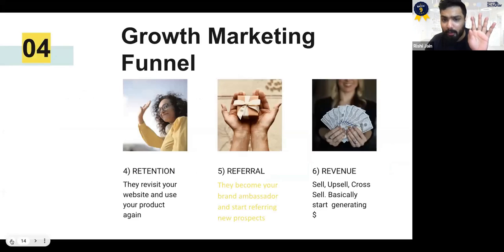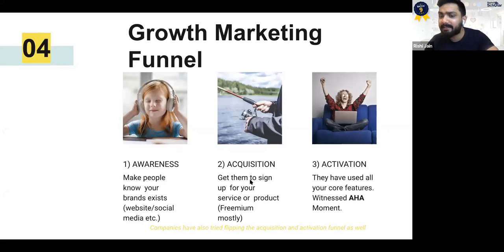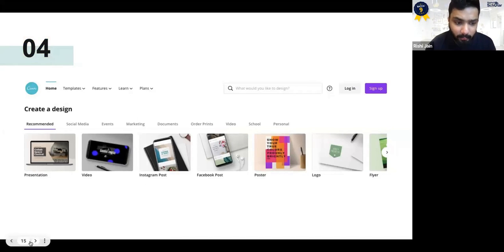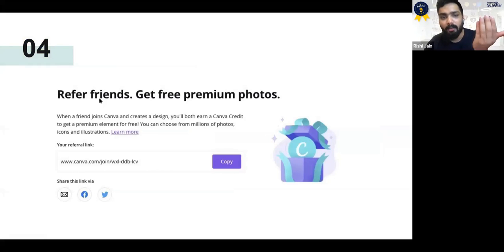So if I have to recap, I'll let you know again what they did. They created awareness. They did not ask you to sign up. They made you activate immediately. So if you remember, they did not go from step 1, step 2, step 3. They went from step 1 to step 3. Once you witness the amazingness of this product, they told you, why don't you sign up? If you want to download, why don't you sign up? And then you ended up signing up. And then ultimately the retention happened, which means you kept coming back for more and more. You became used to the product, and they started selling you the pro product, which is worth 500 or 600 bucks, whatever it is. So this is how Canva growth hacked themselves. And then of course the referrals happen. You can see refer friends, get free premium photos as well. And they played the same game as what Dropbox played a few years back.